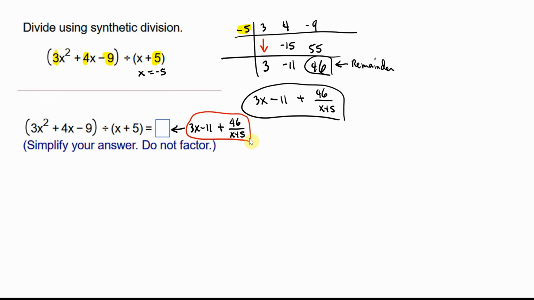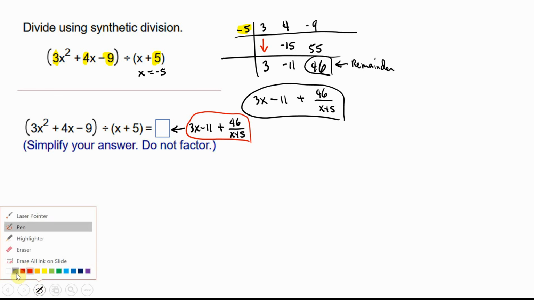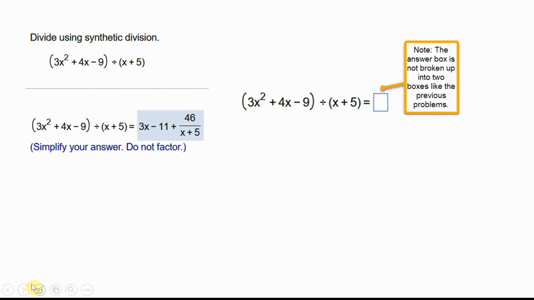And I think I put a comment on the next page because here it just has one box. Let me see if I did. Yeah. The answer box is not broken up into two boxes like for the previous problems. When you get into My Math Lab, you'll see that. But don't be alarmed if they give you one box. You can still write this whole term out right here. You can still write it out there in My Math Lab, okay?